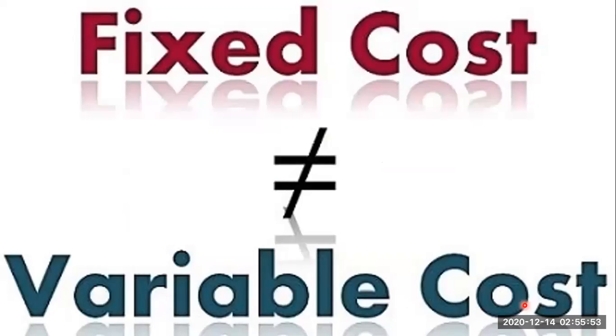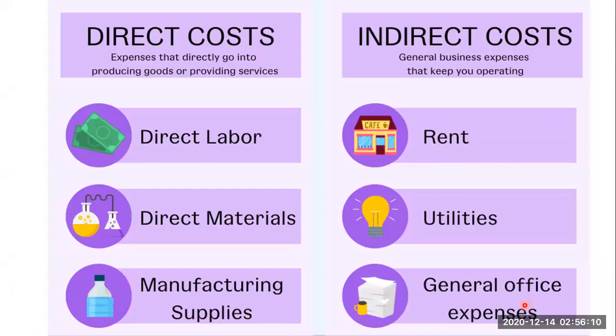Well, so, very important, kind of obvious question. Are they the same? No, they are not, of course. Pretty obvious answer, right? But here I include this chart to summarize some of the examples that differentiate between direct and indirect costs. Let's start on the left here, direct cost. Expenses that directly go into producing goods or providing services.